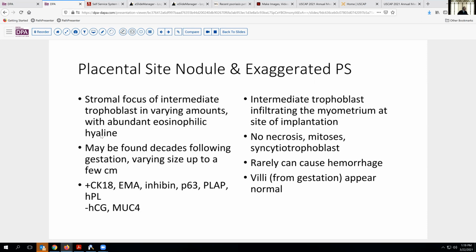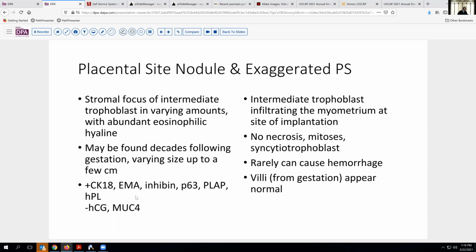Now, of note, this can be found up to 2 and 3 decades following gestation. So oftentimes you make this diagnosis in a postmenopausal woman for some reason, and the clinician is like, huh? She's not pregnant. She hasn't even been ovulating for 10 years. But understand that these lesions do not regress completely, do not resolve in all situations.